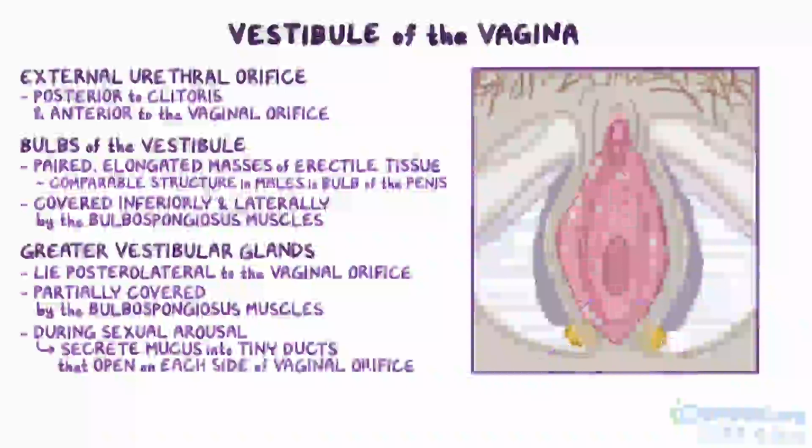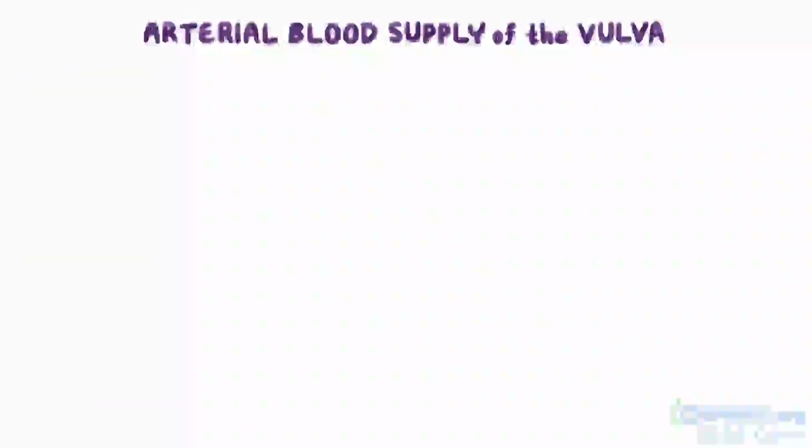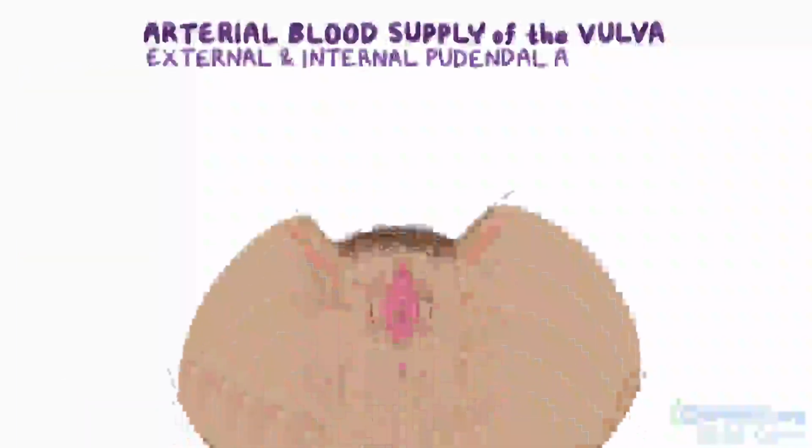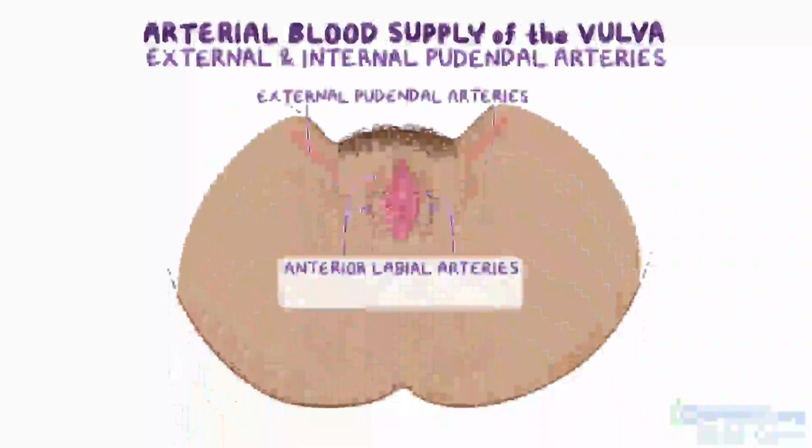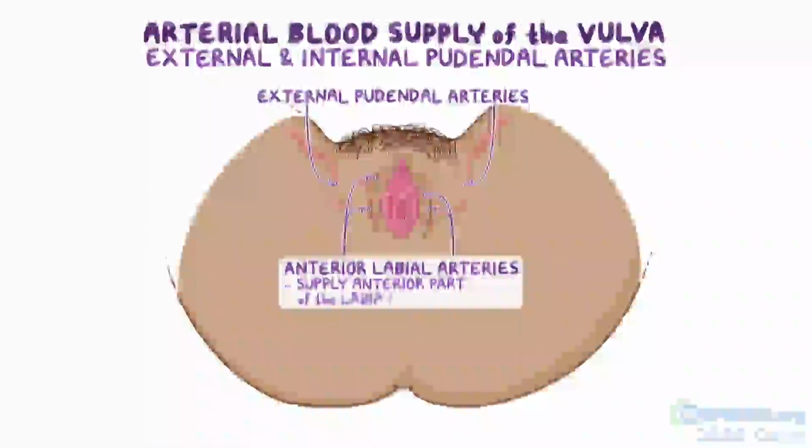Okay, now let's look at the blood supply and innervation of the vulva. Arterial blood supply of the vulva comes from the external and the internal pudendal arteries. These branches include the anterior labial arteries, which arise from the external pudendal artery to supply the anterior part of the labia majora.